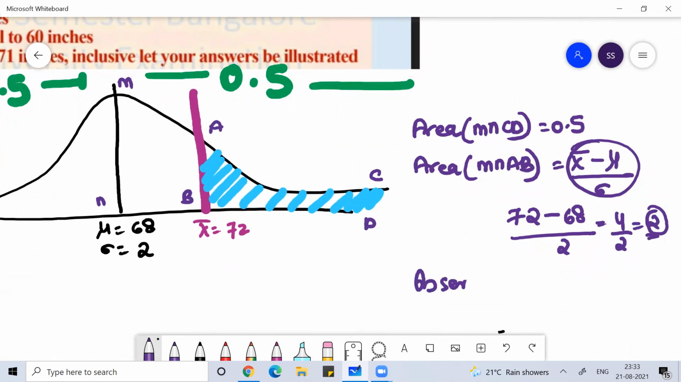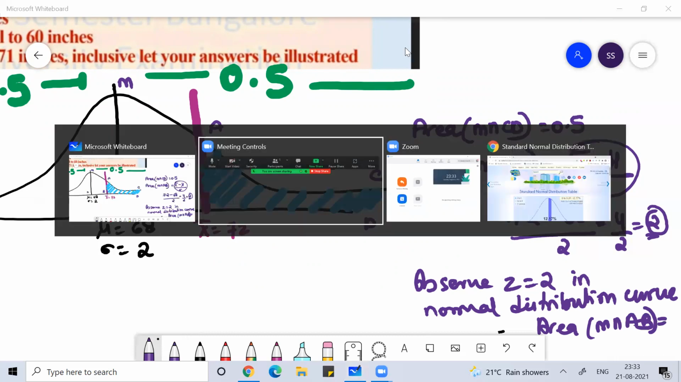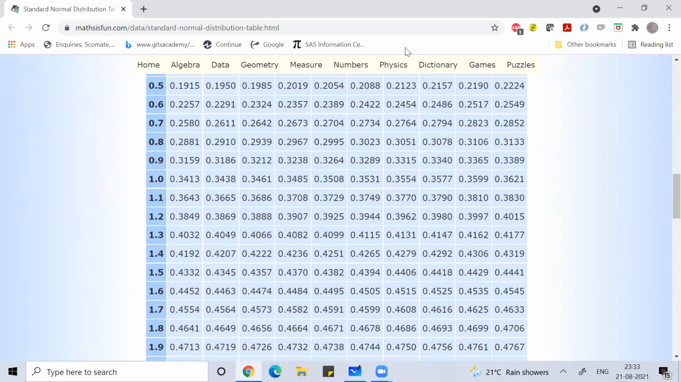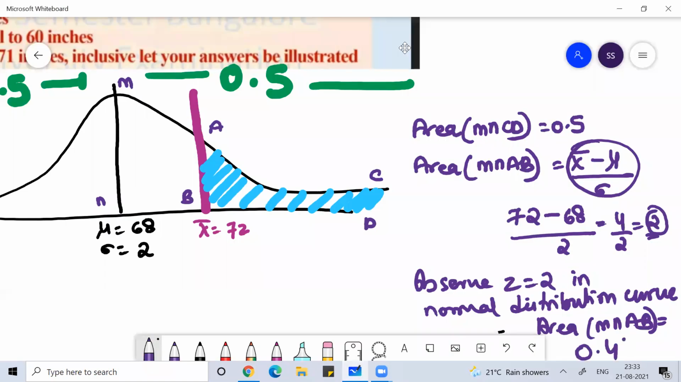You need to observe the z value equal to 2 in the normal distribution curve. If you observe this value in the normal distribution curve, what value will you get? You'll get that area, the area MNAB under the normal distribution curve. That is equal to how much? The value 2, if you see, is 0.4772.